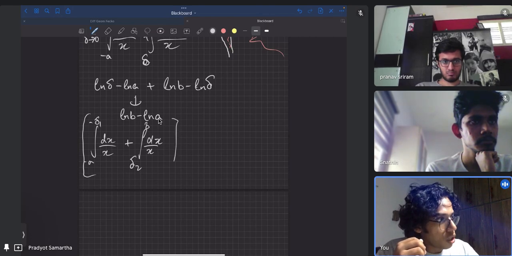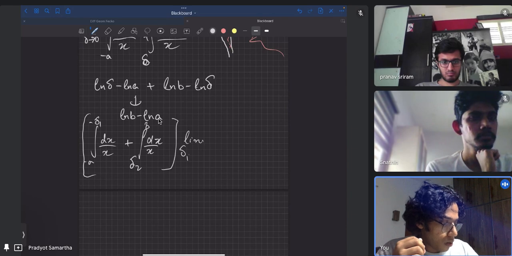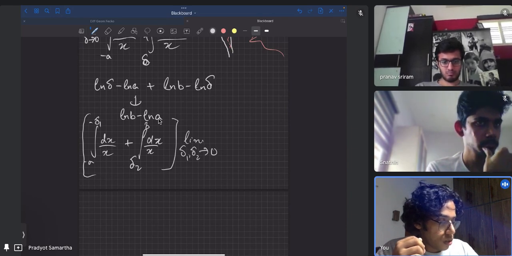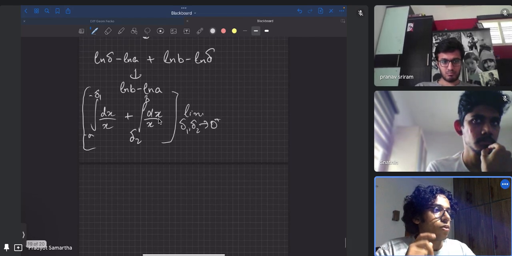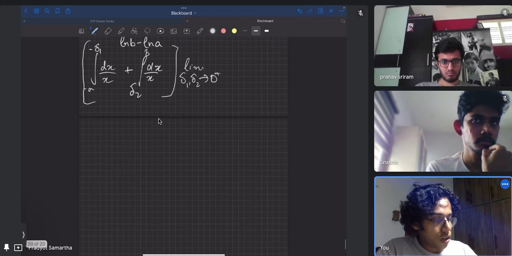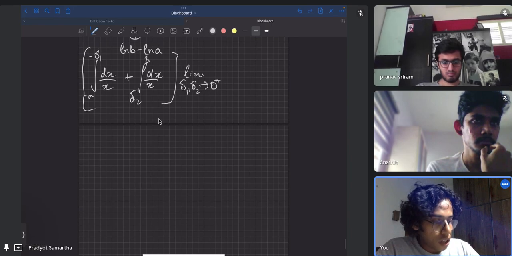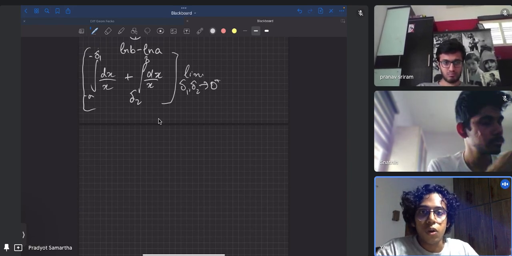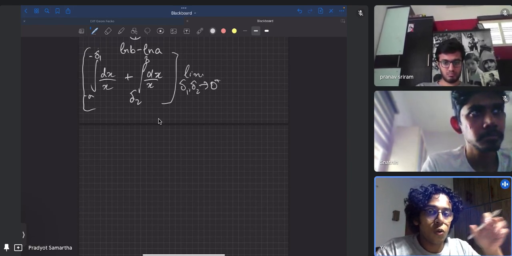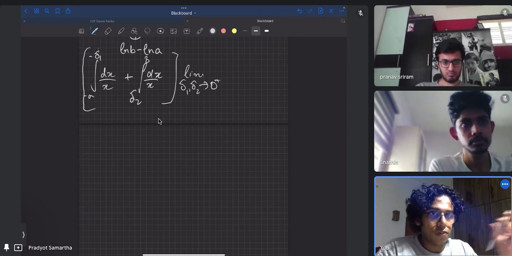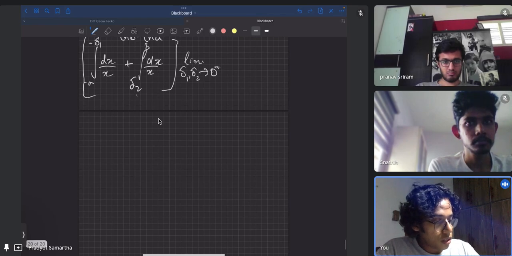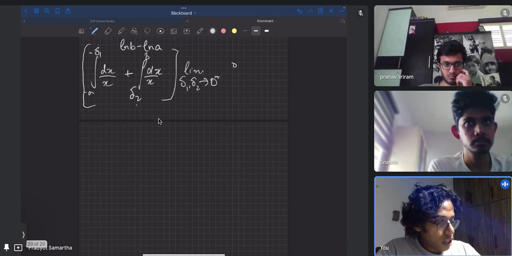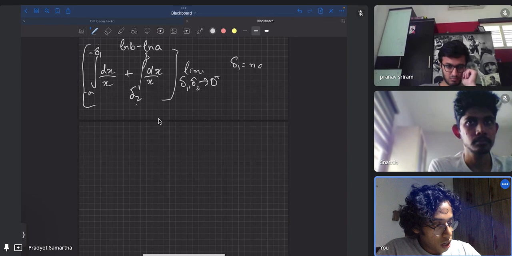And let's put the limit delta 1, delta 2 tends to 0, just positive, just some small positive number. So we have here, this is clearly negative and this is clearly positive. That is why we have delta 1 and delta 2 approaching 0 from the positive. So it's a very small positive number. So let's just take delta 1 is equal to n delta 2.